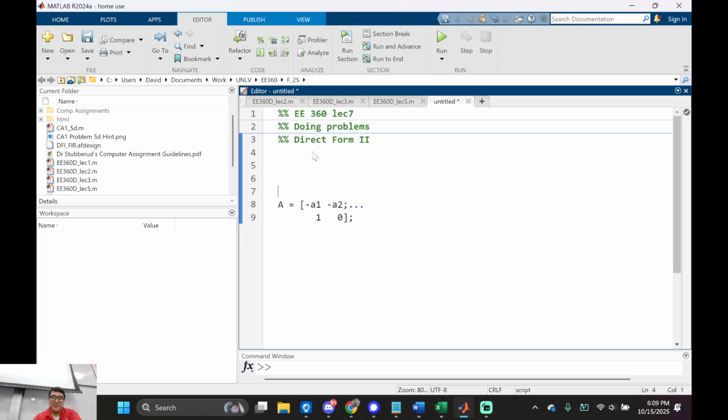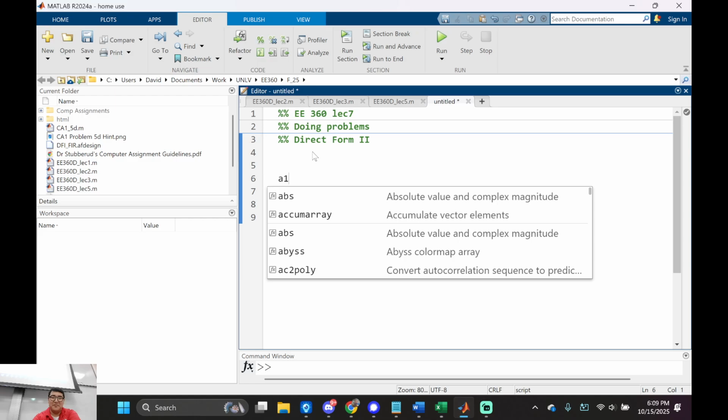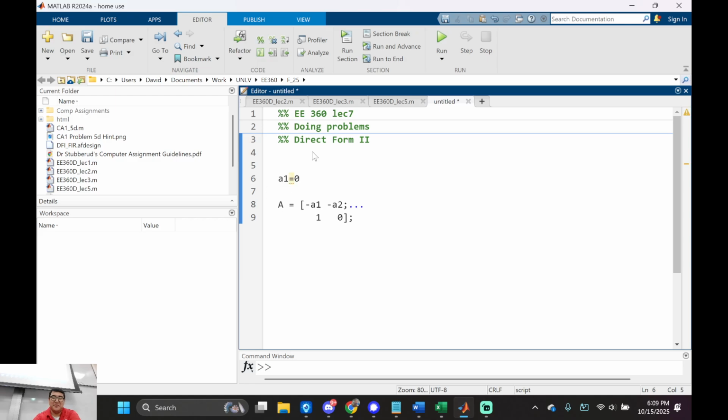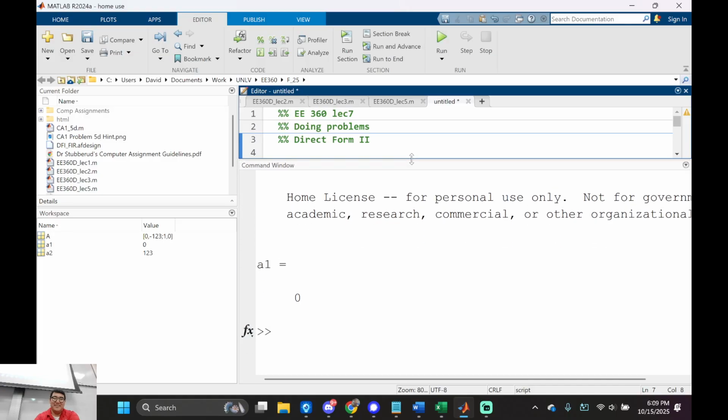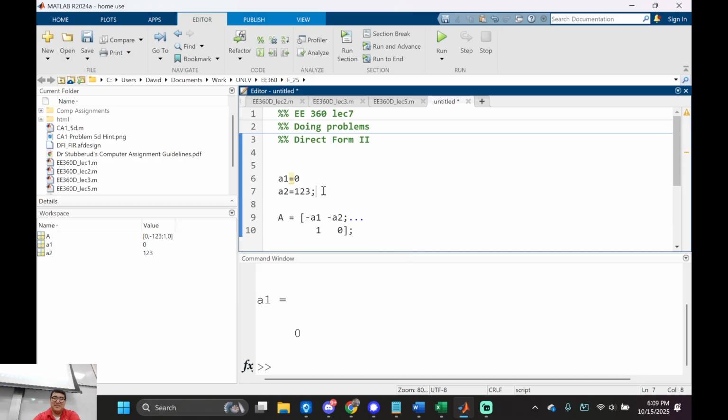Actually, let me just try something. Do A1 is equal to, I don't know, 0. A2 is equal to, I don't know, whatever. Control run. Hold up. Semicolon terminates things. Is that cool? Matrix? Everyone understanding what's going on? So we want A1 and A2, right? That's set up, right? So these are things you would punch into your thing.